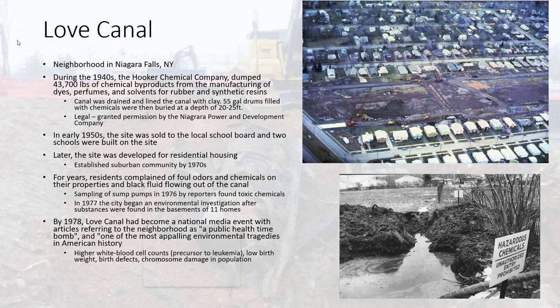They had higher white blood cell counts, which is a precursor to leukemia. Low birth weights were observed in this community. Birth defects and chromosome damage above that of a control, or what would be the normal, would be seen in a normal population. So really what this spawned was national outrage, just like if we're talking about the Cuyahoga River, right, when we learned about last week and how that spawned the Clean Water Act, that national outrage.